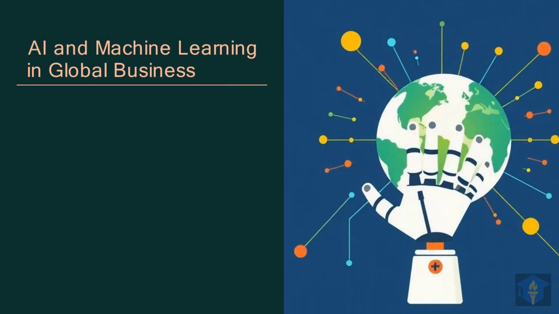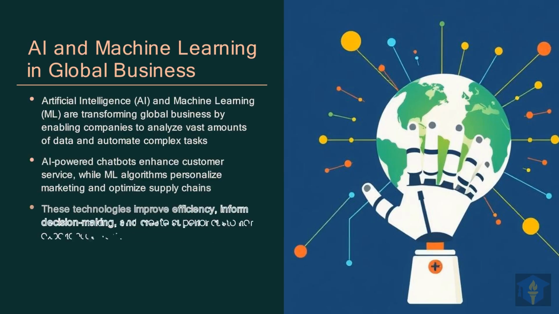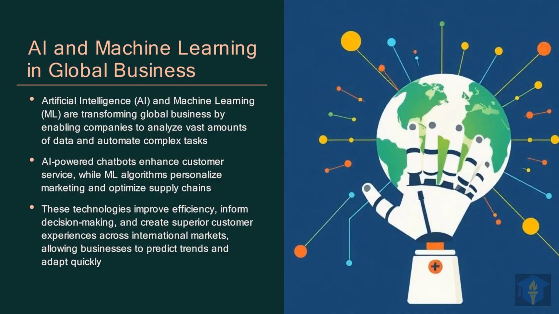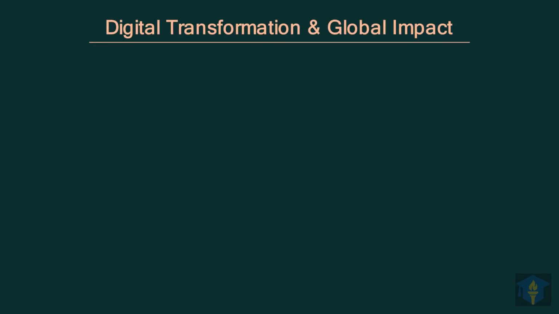Let's examine how artificial intelligence and machine learning are transforming global business operations. AI and ML technologies enable companies to analyze vast amounts of data and automate complex tasks across international markets. AI-powered chatbots enhance customer service, while ML algorithms personalize marketing and optimize supply chains, improving efficiency and decision-making while creating superior customer experiences worldwide.